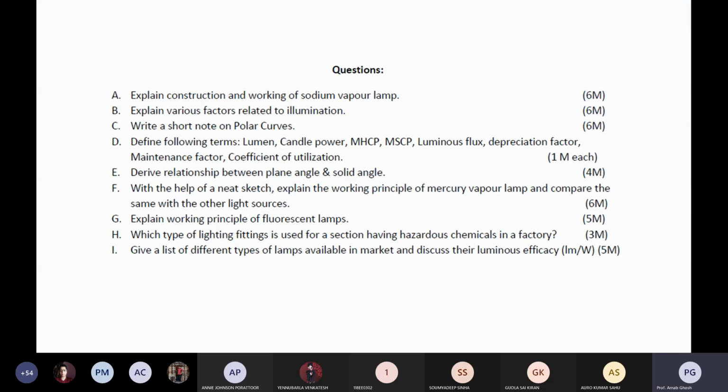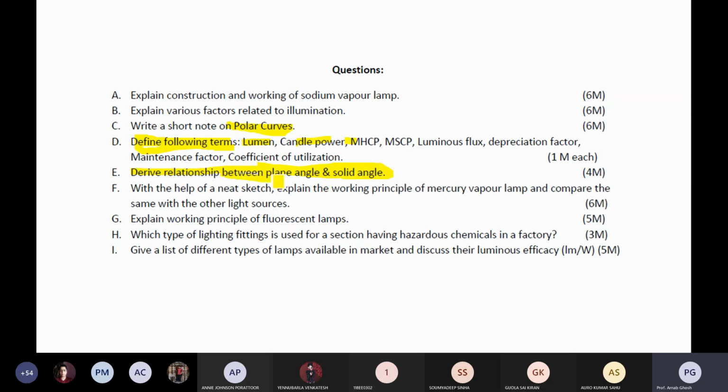The construction and working of the sodium vapor lamp, mercury vapor lamp, fluorescent lamp or incandescent lamp, any of them may come. Explain the various factors of illumination, which we have discussed. Short notes on polar curves, that portion I have already discussed. Then important definitions: lumen, candle power, MSCP, which have also been discussed. Derive the relationship between the plane angle and the solid angle. Some expressions are there that you can find in that portion.